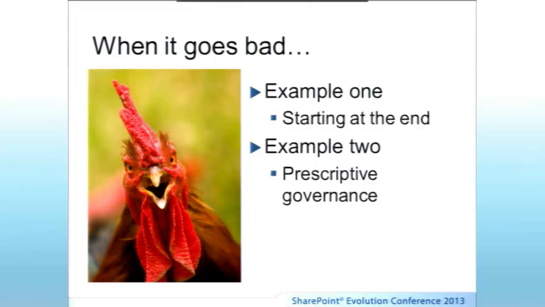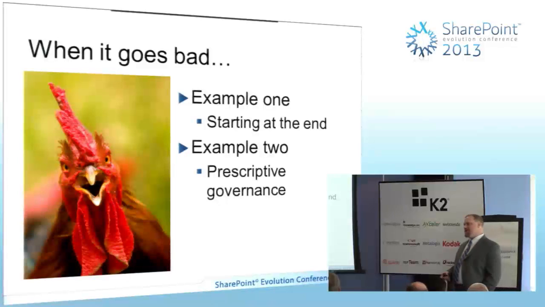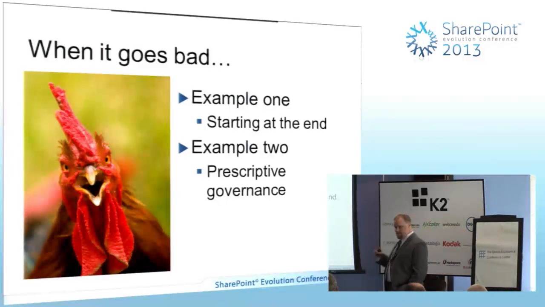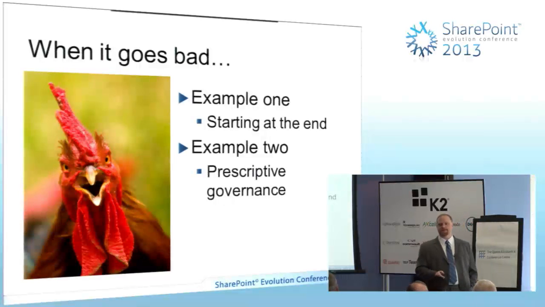Example 1, starting at the end. The most common mistake that I see organizations make around governance in regulated industry is starting at the compliance and moving backwards. They start implementing the compliance measures, the compliance technologies, and moving backwards. Let me give you an example.